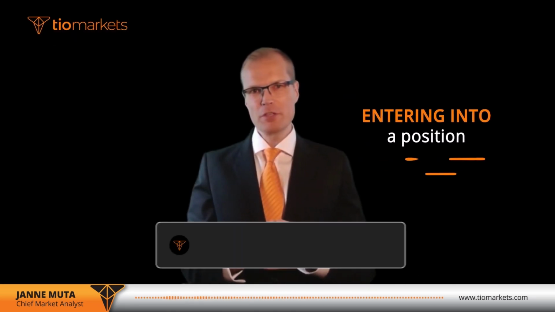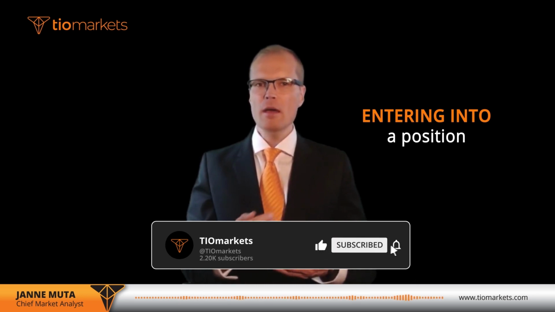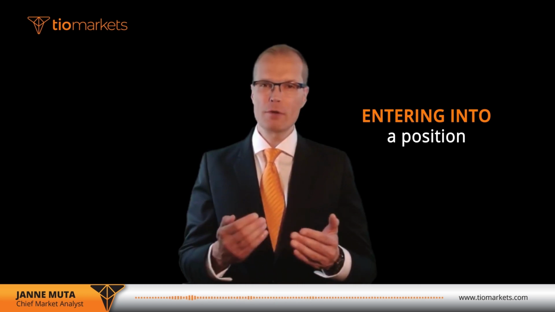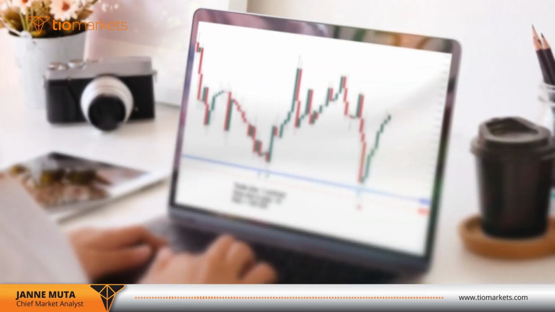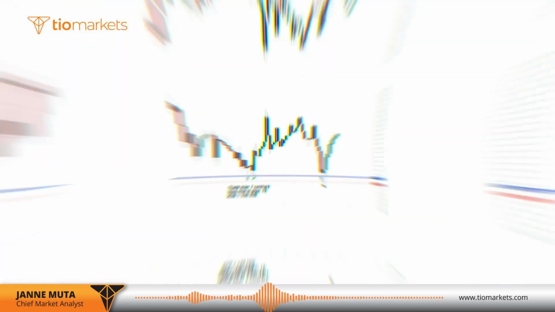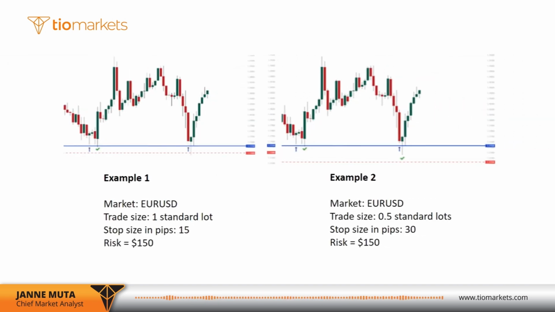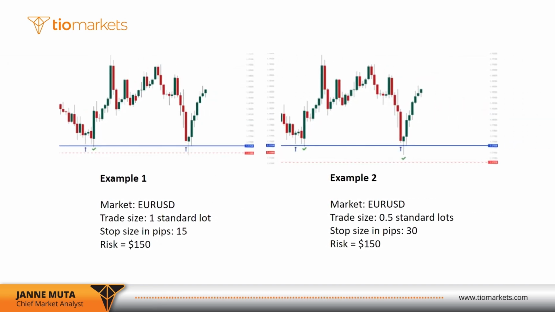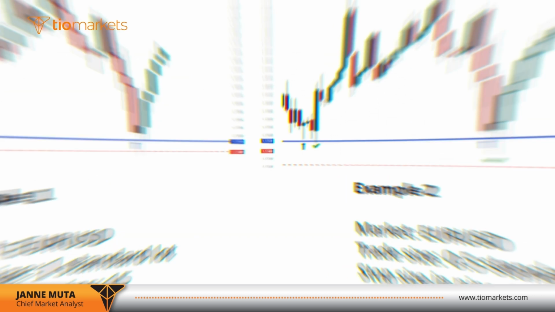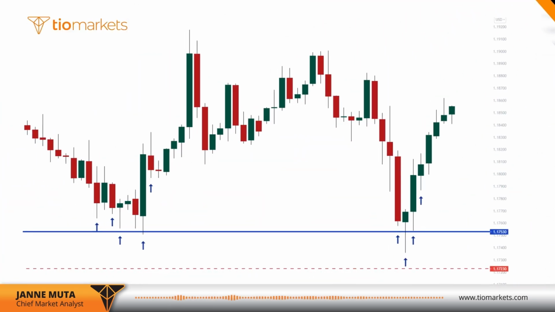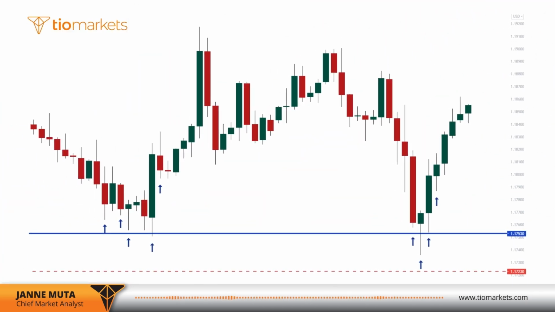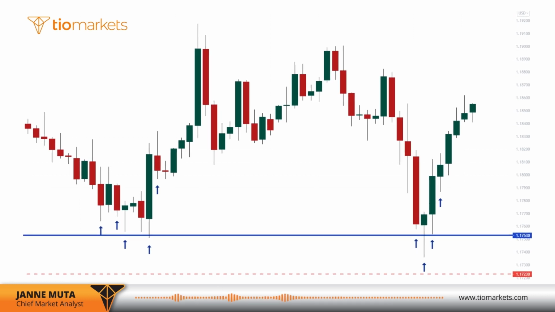Entering into a position. Here are two alternative approaches you can employ. You can, for instance, start using wider stops and smaller position sizes. This method keeps your risk under control even if the stops are further away from your entries. Alternatively, you can scale into your positions. This approach allows you to read the price action and gather more information while building up your position.